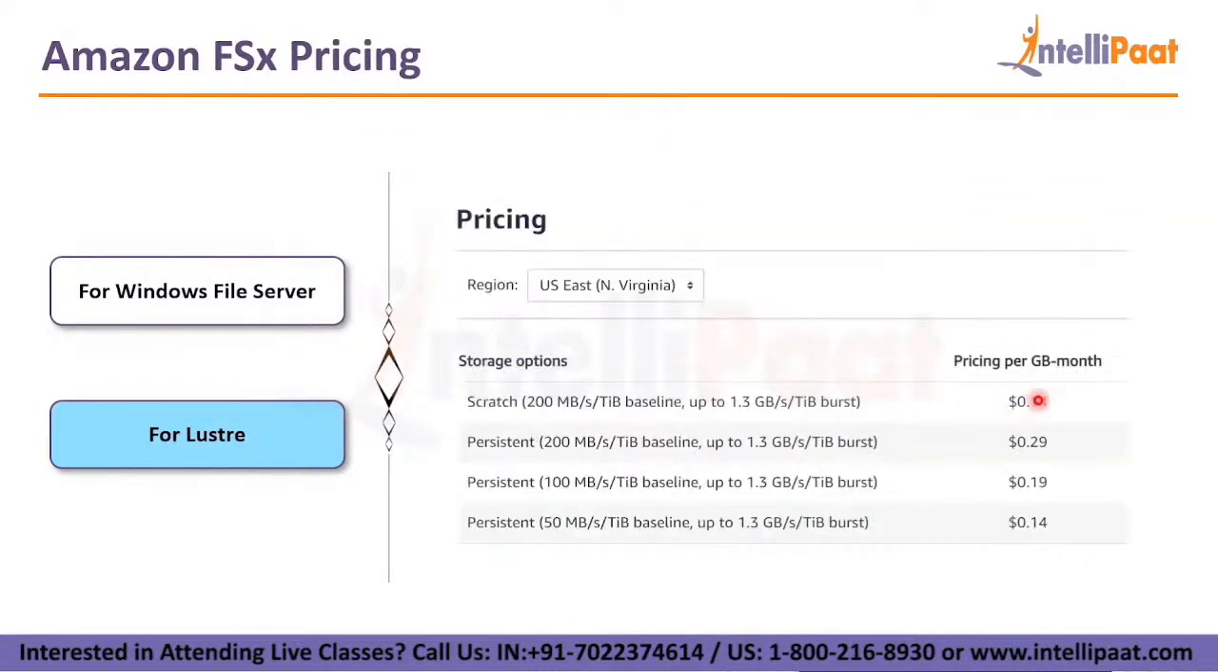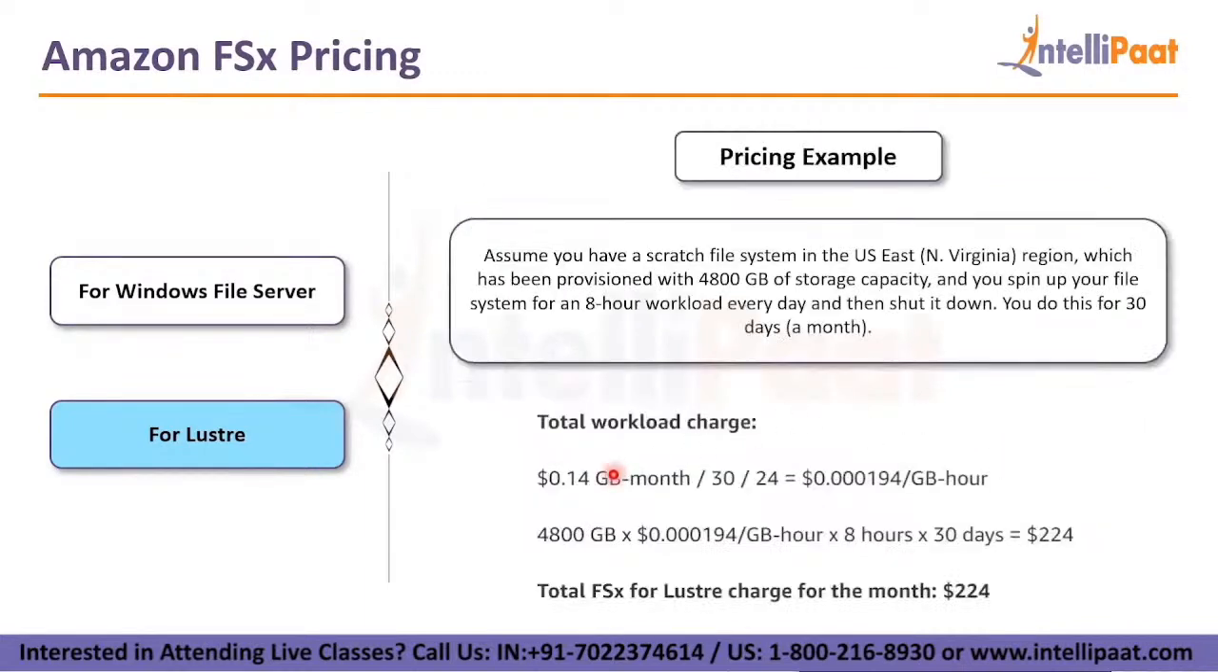So over here, Scratch file system costs you $0.14 per month per GB. Coming over here, the pricing of Scratch divided by 30, that is the month, divided by 24 hours. So it's going to cost you $0.000194 per GB per hour. So now the total storage you have taken is 4,800 GB. So total storage into per GB hour cost into 8 hours into 30 days. So it will cost you $224 for this particular setup.